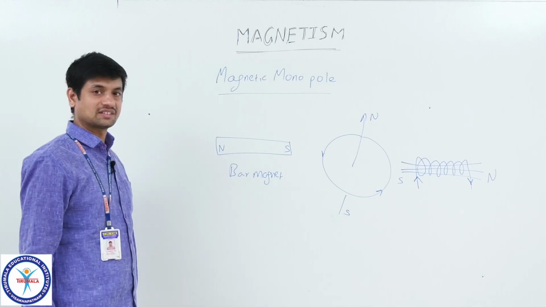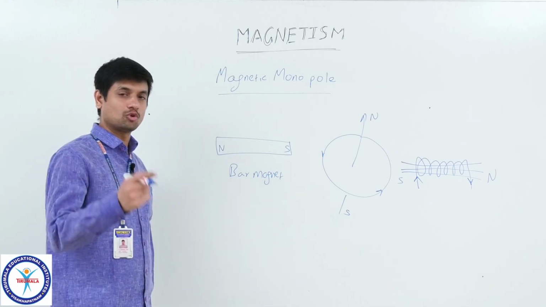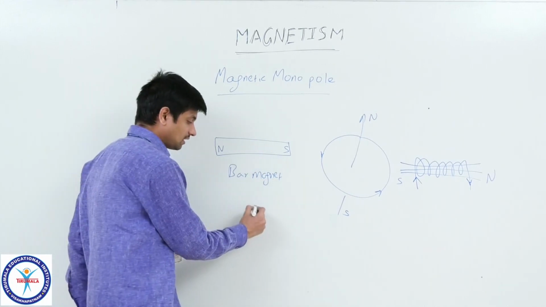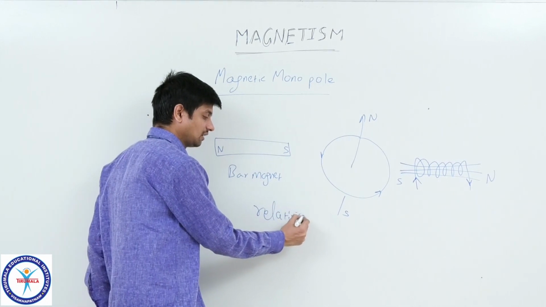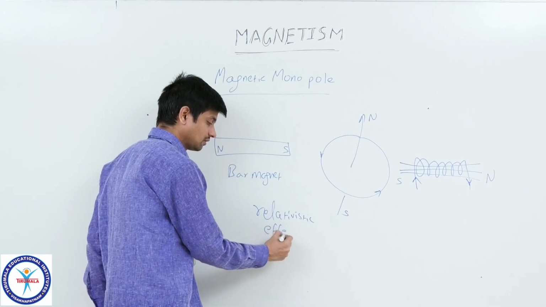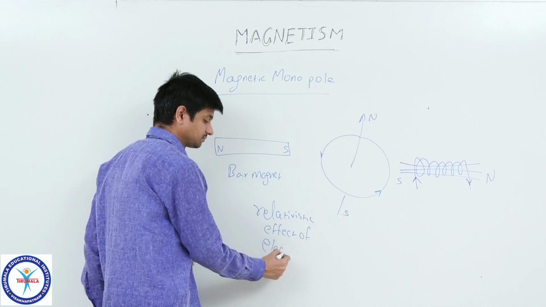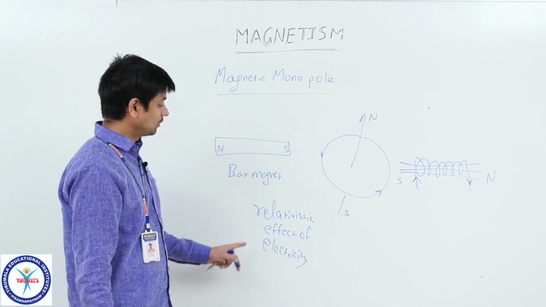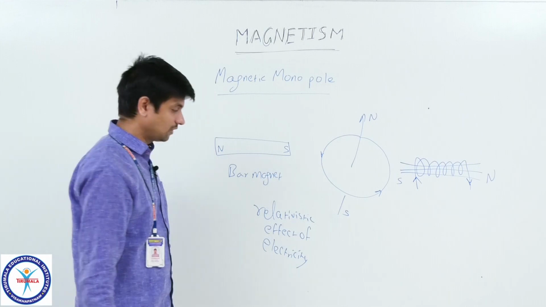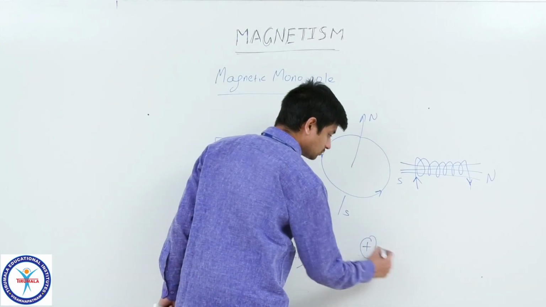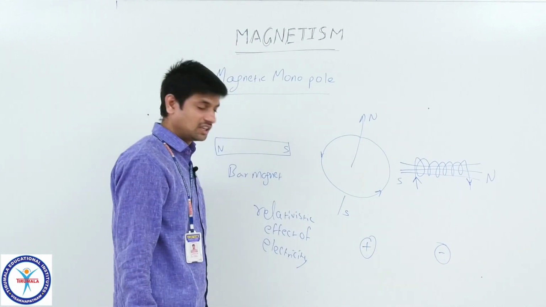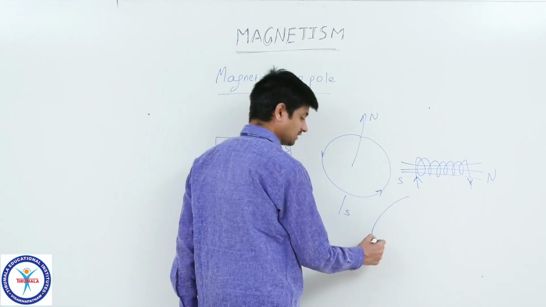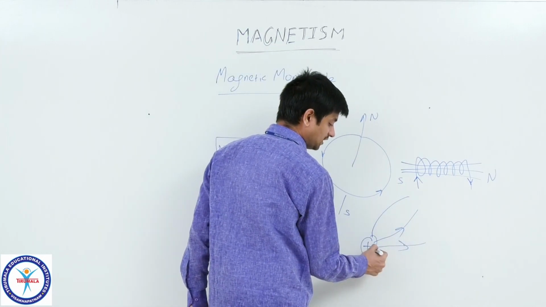Now the case for the scientists, they have doubt if there is any monopole. Why? Because this is one of the relativistic effects of electricity. That means electromagnetism. Now, in the electric field, we have two kinds of charges. One is a positive charge, one is a negative charge. Even if this negative charge does not exist, this positive charge always gives the field lines away from it.